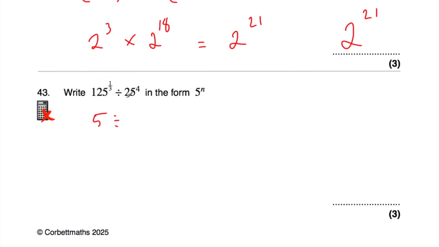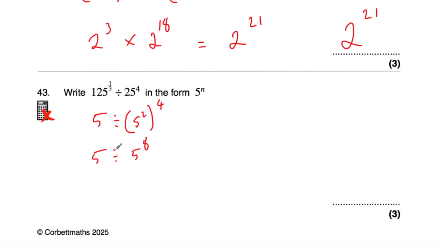And divided by, and then we've got 25 to the power of 4. Now I'm going to write the 25 as 5 squared, because 25 is 5 squared. And then we've got to the power of 4. So we've got 5 divided by 5 squared, all to the power of 4. Now let's work out this part here. So we've got 5 divided by, and then we've got a power of a power, so let's times the powers together. So 2 times 4 is 8, so that's 5 to the power of 8.